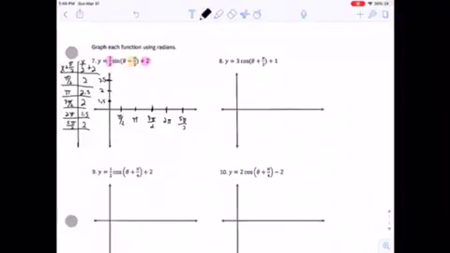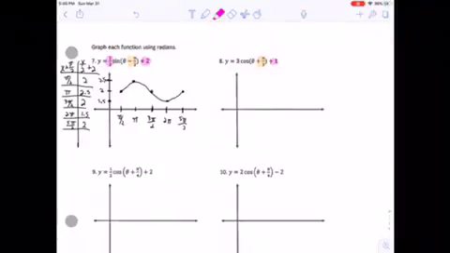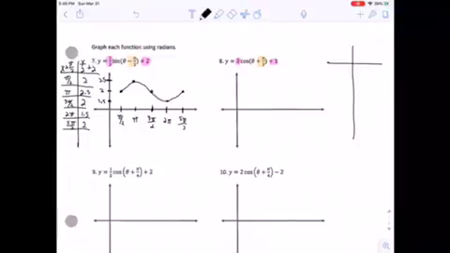Now you just plot your points. Middle, top, middle, bottom, middle. Connect the dots with your curve. All done. Okay, over here, that affects the x's. These affect the y's. So here we're going to have x minus pi over 2, and then we're going to have 3y plus 1.